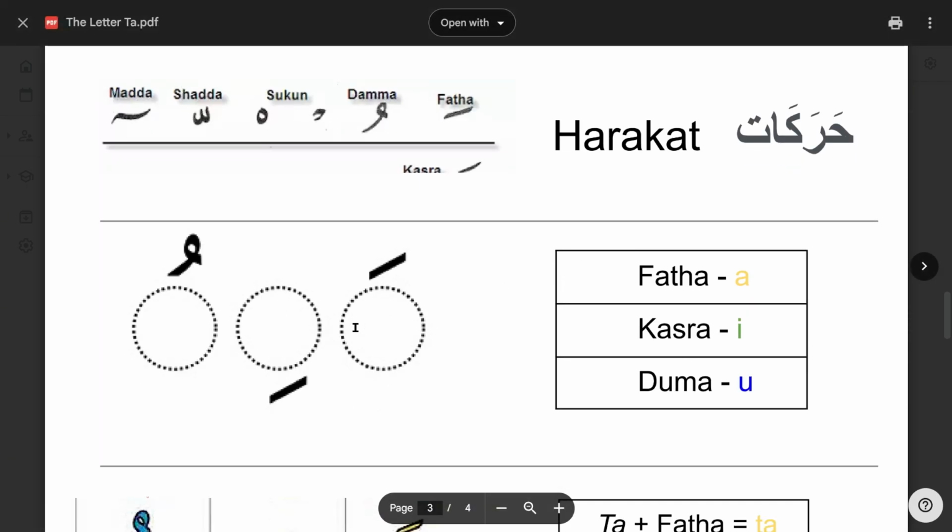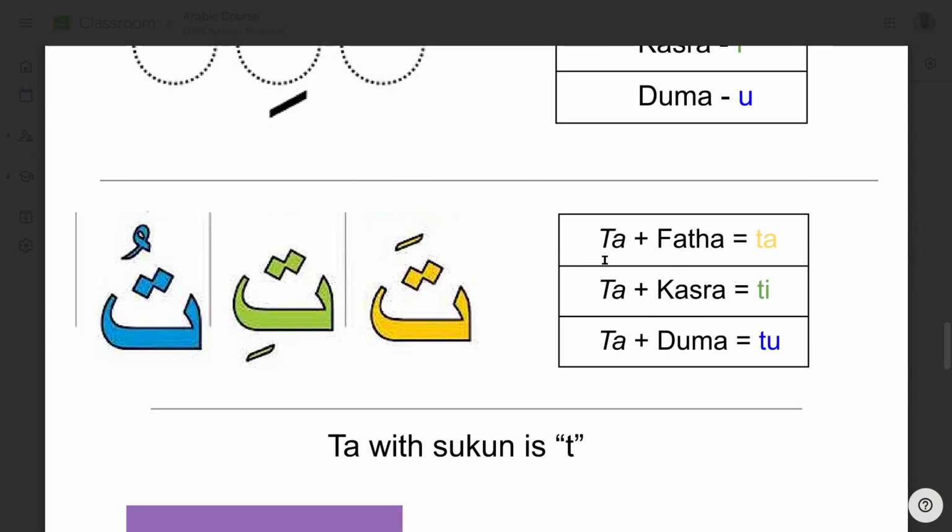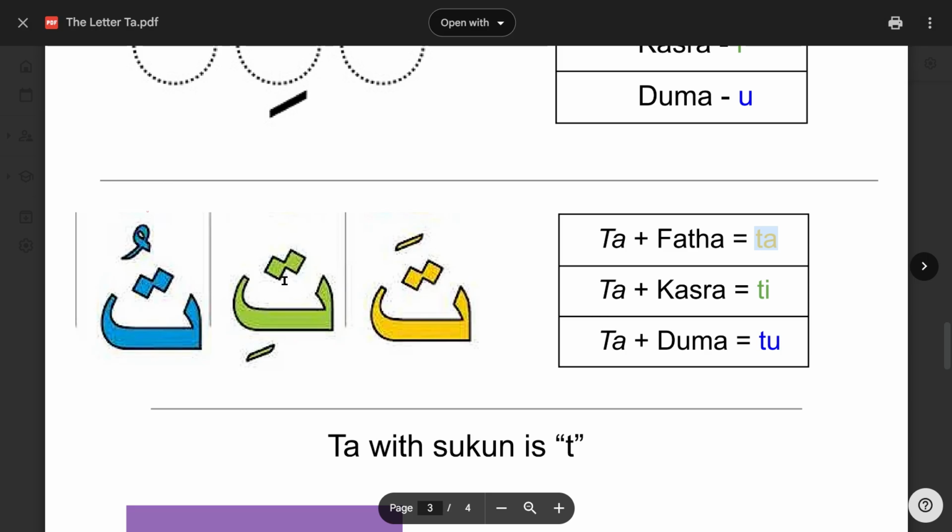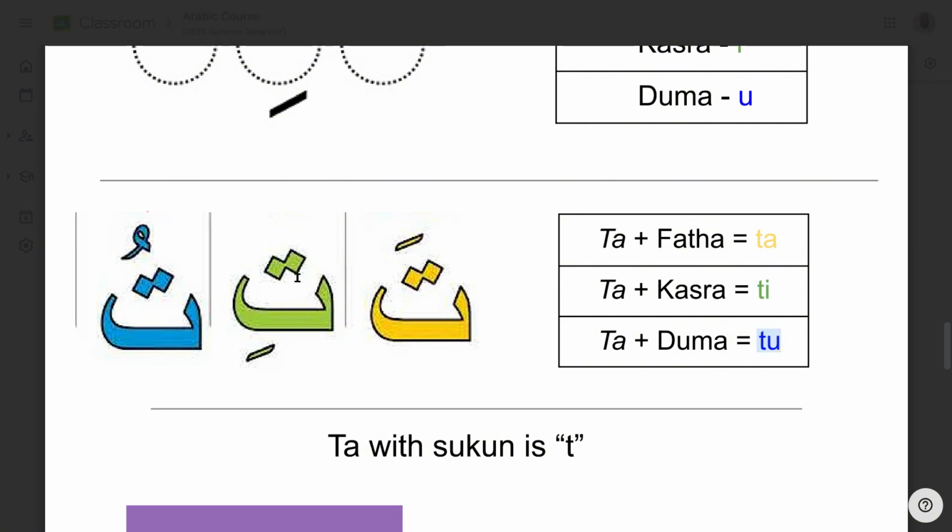What's the song? Fatha a, kasra i, dhamma u. Fatha makes the a sound, kasra the i sound, dhamma the u sound. Whenever we find the ta, this is the name of the letter, but it makes the sound of t. Whenever we find a fatha on top, we're going to add an a to it. So t and a, ta. T and kasra, ti. And t and dhamma, tu. So right here it's read as ta, ti, tu.